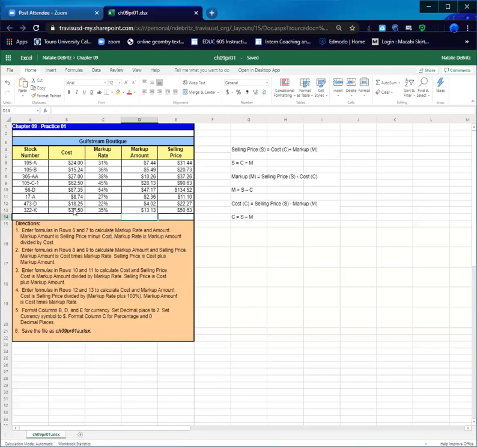And if I wanted to check this, I would take the cost and multiply it by the markup rate. And did I get 1313? I did. So I have the right answer. So that's how you would check it.